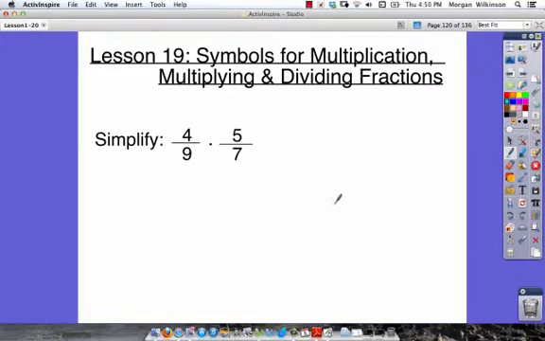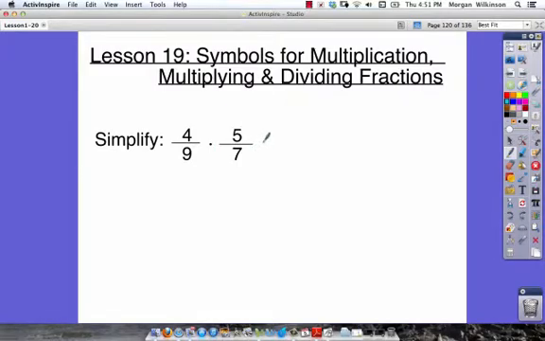Lesson 19 is about symbols for multiplication and multiplying and dividing fractions. When we look at this first problem, we want to simplify. We have two terms. The first is 4/9 and the second is 5/7. And this dot means we need to multiply. Whenever you see a dot between terms or numbers, it means to multiply.